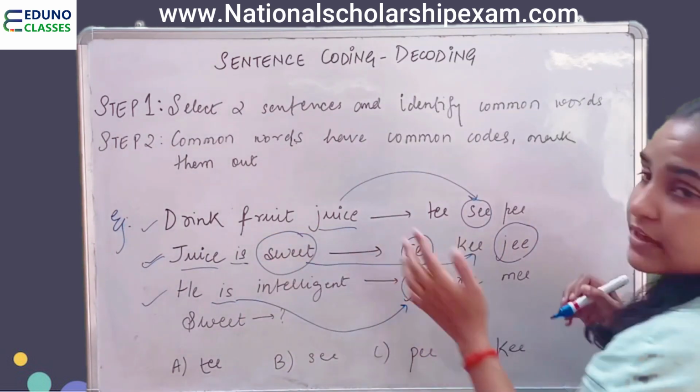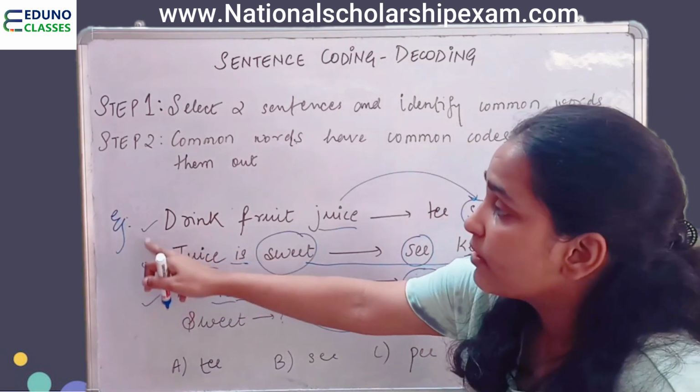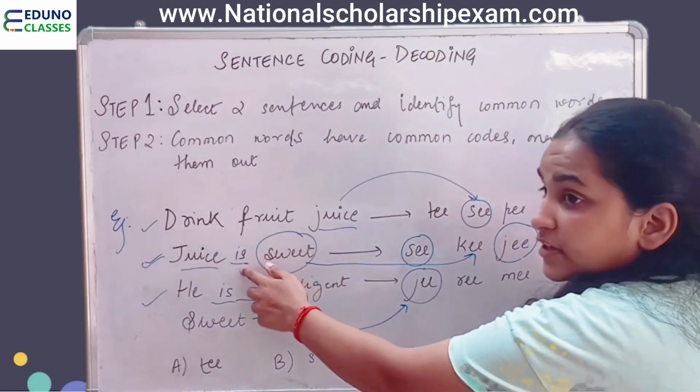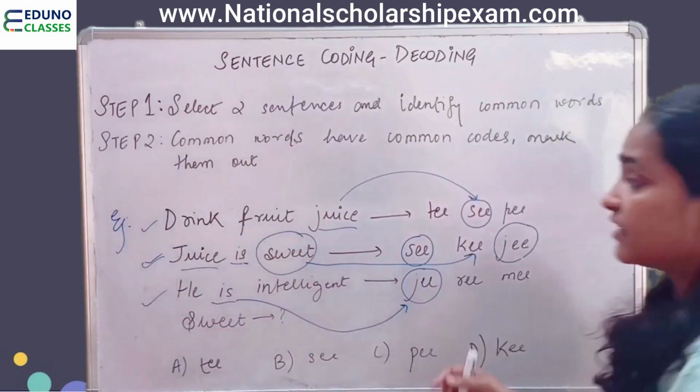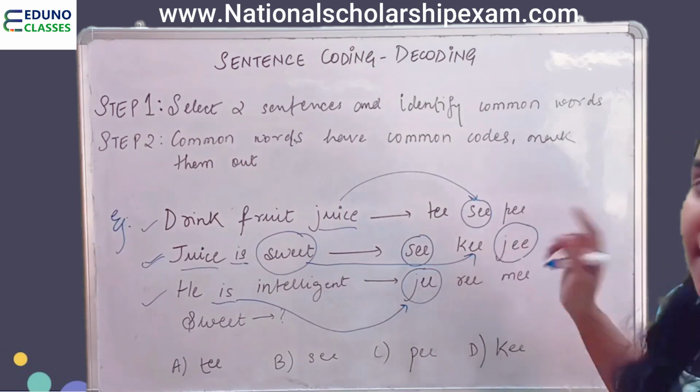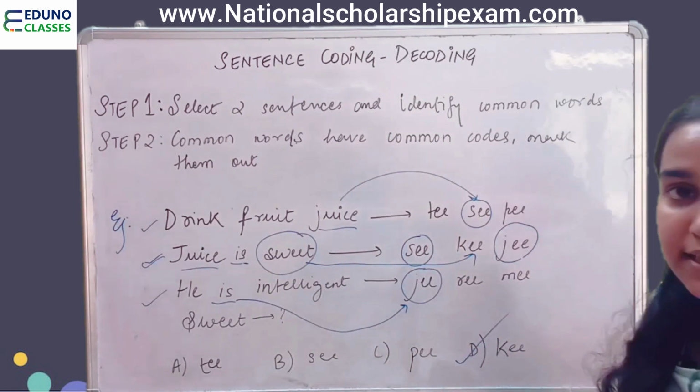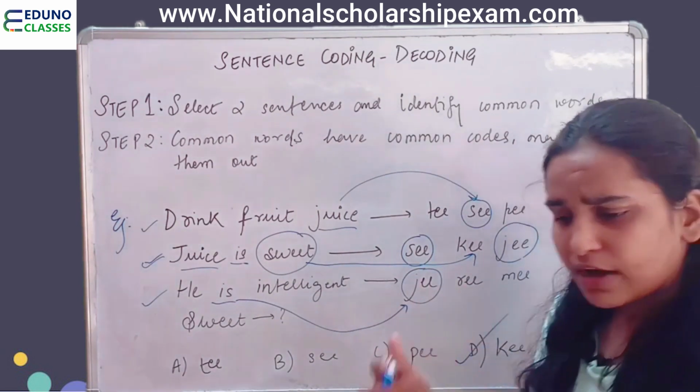Juice is coded as C; we got it from identifying common words in the first two sentences. Is is coded as G; we got it from sentences 2 and 3. Then the leftover word sweet will be coded as K. So it is option D, K. Done. Now let us solve a few more questions to have a better understanding.